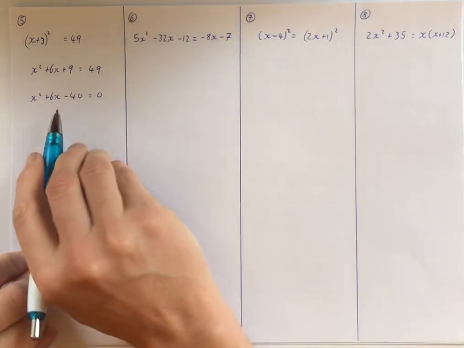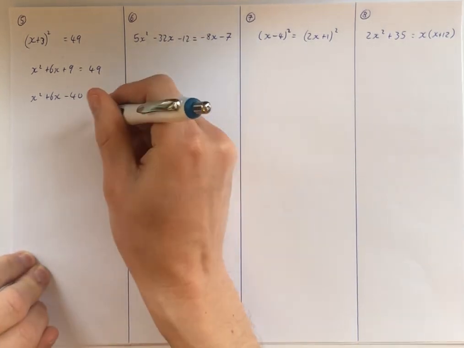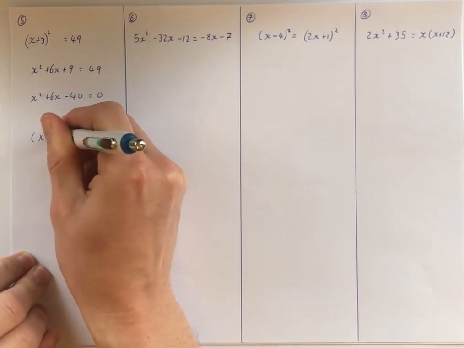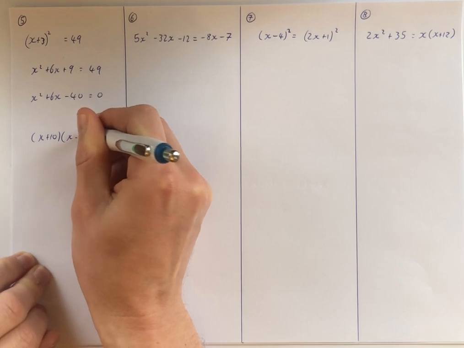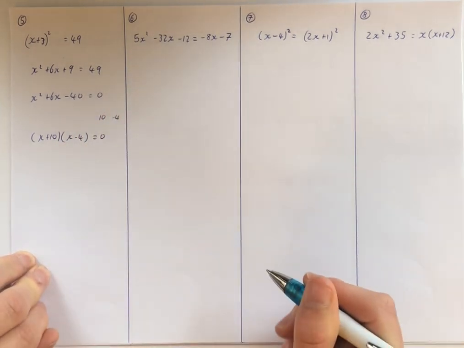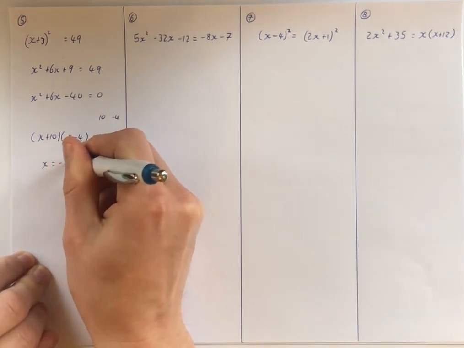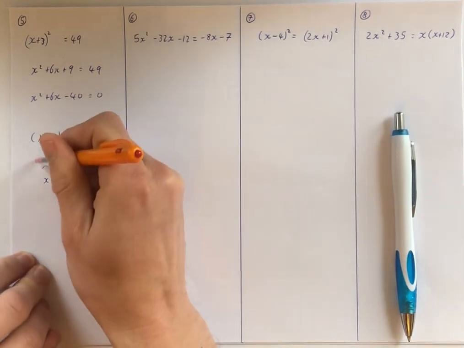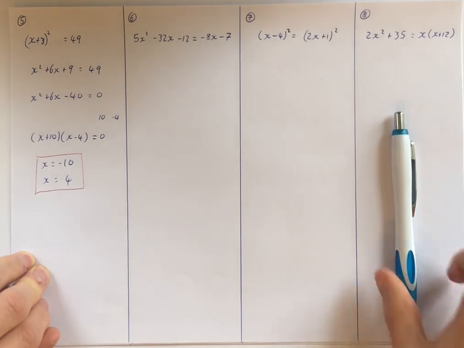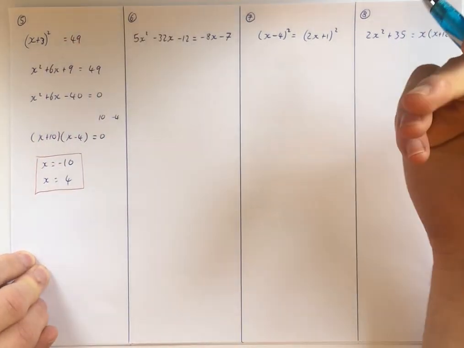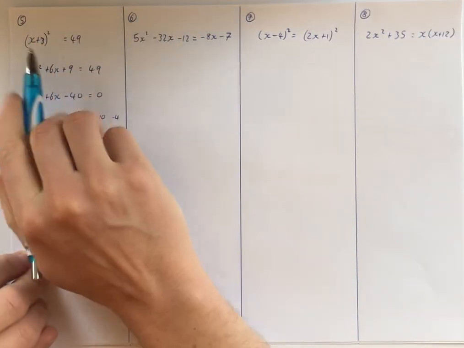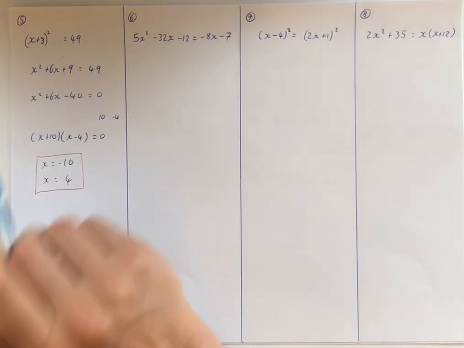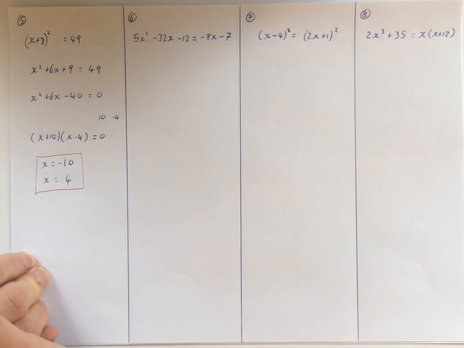I can now factorise, so factors of negative 40 to add to 6. 10, negative 4. So x plus 10, x minus 4 are my two factors. One solution is negative 10, and one solution is 4. So those are my solutions. Ooh. So the trick on that one was expand this all out, make it equal something, and just subtract that, and you're away with your factorisation.